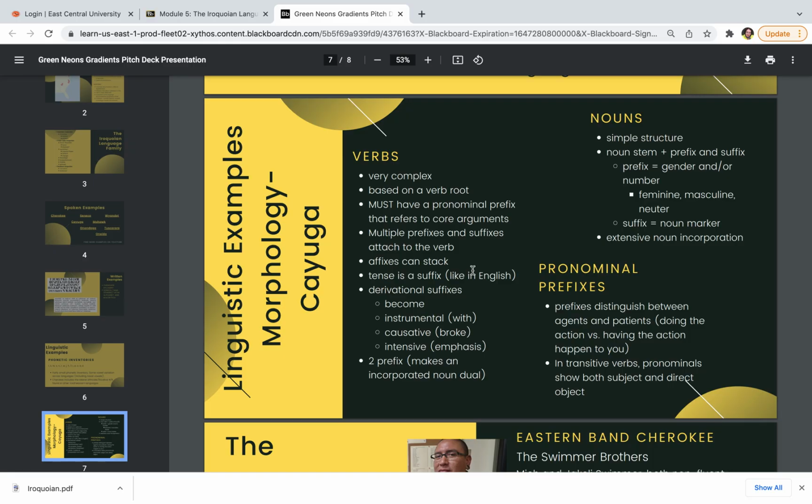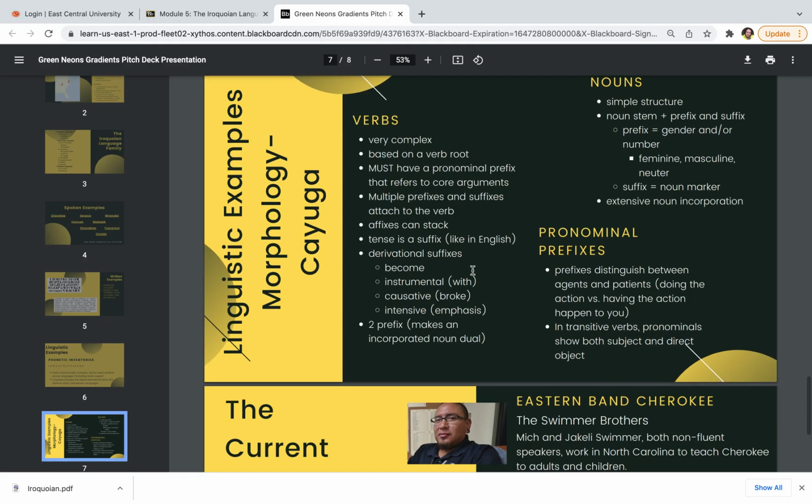Tense is a suffix, so past tense, future tense, but that's the same in English. We put ing onto a verb to show that it's present tense. We put ed on the end of a verb to show it's past tense. So this is something familiar to us.